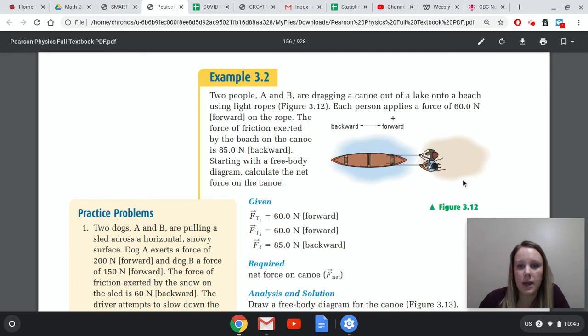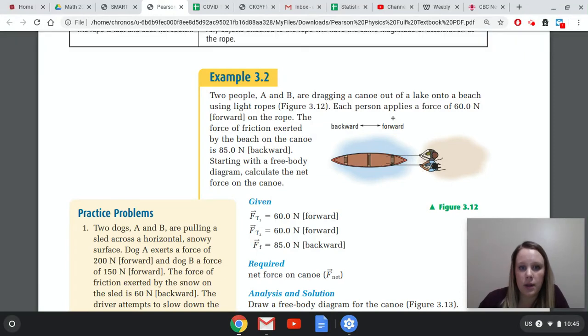In this example, we have two people who are dragging a canoe out of a lake, and they are both pulling it with ropes. Each person applies a force of 60 newtons forward on their rope, and the force of friction exerted by the beach on the canoe is 85 newtons backwards. Start with a free body diagram, and they want us to calculate the net force on the canoe.